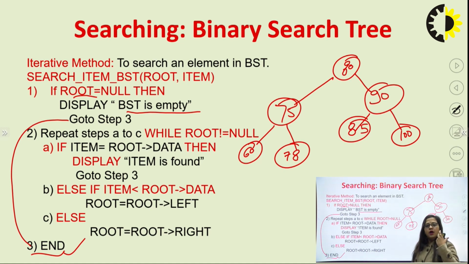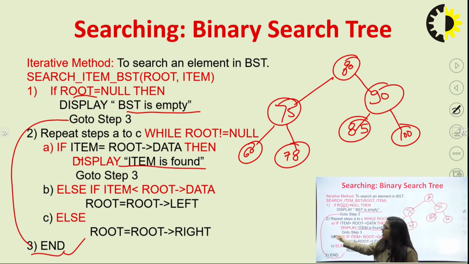Now next, if the root has some item, then what? Repeat the step while root is not equal to null. If item is equal to root data, let's suppose we want to search 80 in this given tree, then check, and if item equals the root data, then display that the item is found. If 80 is your number, then the output is item is found. And go to the third step again.